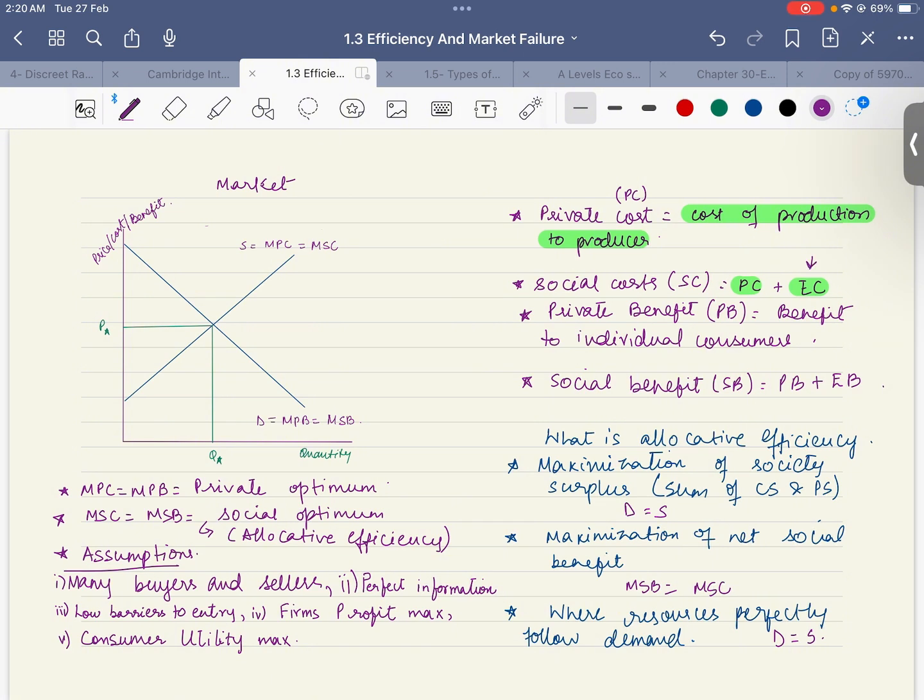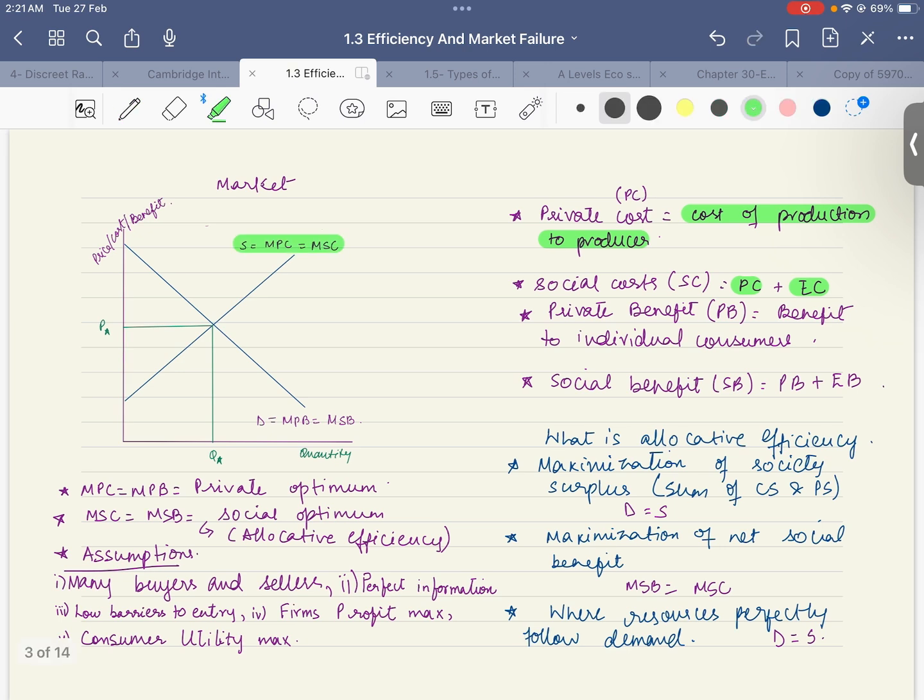External cost is the cost that the third party has to bear. Third party is somebody who is not involved directly in production of the good. If external cost is present, then social cost is greater than private cost. We assume that in a perfectly competitive market, there is no external cost as externalities do not exist and resources are allocated efficiently. That is why supply is equal to marginal private cost is equal to marginal social cost.